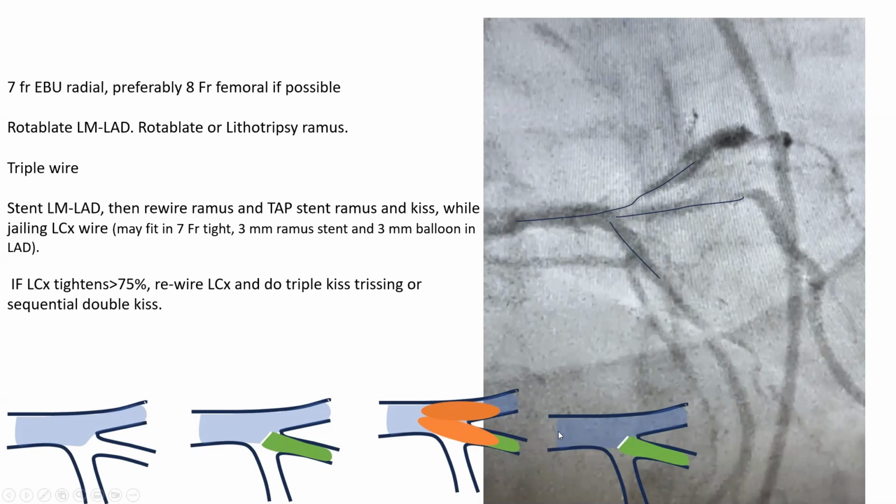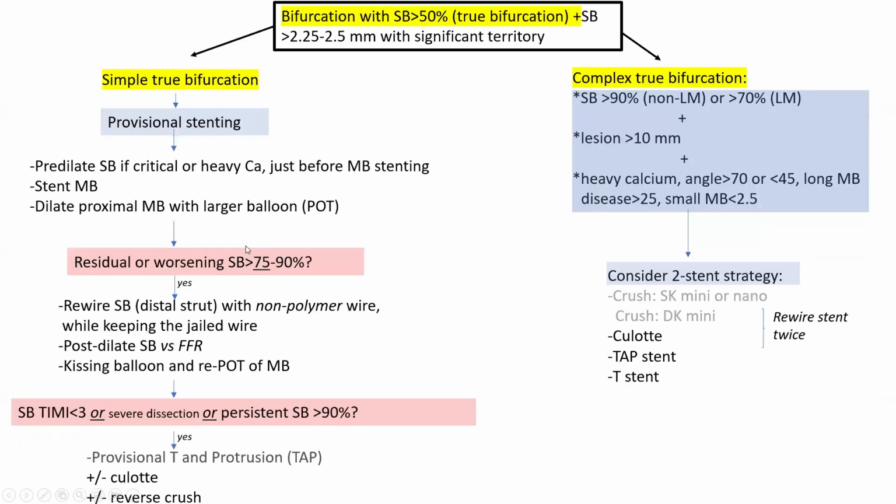Then, if needed, if the left circumflex tightens to over 75%, maybe even 90%, you can rewire the circumflex and do a triple kiss, tracing, or sequential double kiss. Left circumflex ramus, then ramus LAD, but preferably triple kiss. But only do that if the left circumflex tightens over 75 to 90%.